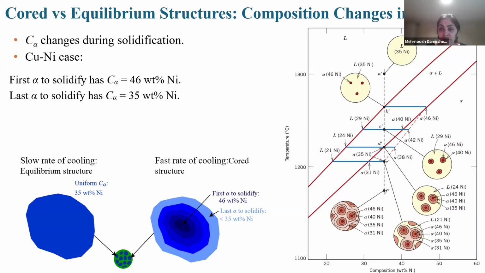During the solidification of the copper-nickel alloy, if, for example, nickel is 35% that you see here, at 1300 the alloy is fully liquid, and around 1250 the first alpha phase appears. Here you see it as point B prime, for example.